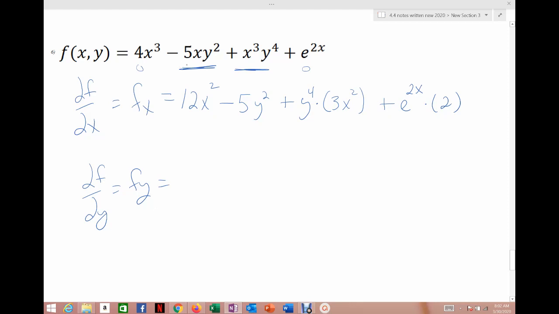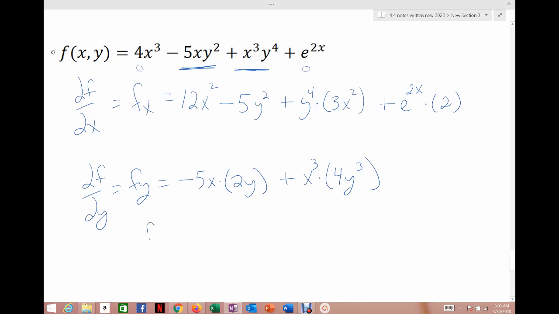Alright, so in the first term here, the 5 is a constant, the x is a constant, they come along. It's a negative 5, don't forget the negative. So negative 5x comes along, and it's the derivative of the y part I'm taking, so the derivative of y squared is 2y. Alright, the second one, the x cubed is a constant, so it comes along. It's the derivative of the y part I'm taking, so the derivative of y to the 4th is 4y cubed.